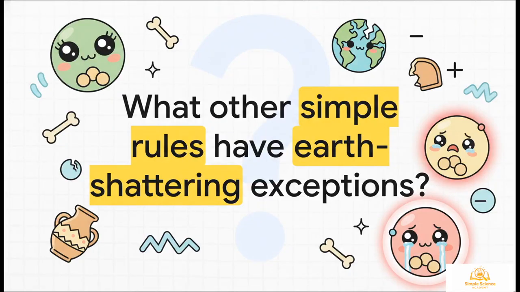So think about that. A single uncharged particle, just one, can be the difference between the stable carbon that makes up you and me and the radioactive carbon we use to date ancient artifacts. It really makes you wonder, doesn't it? What other simple rules of science have these kinds of earth-shattering exceptions?